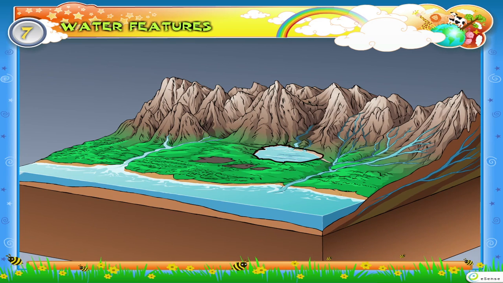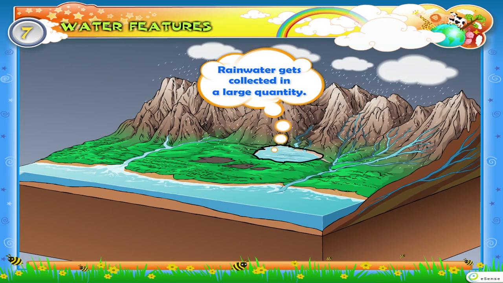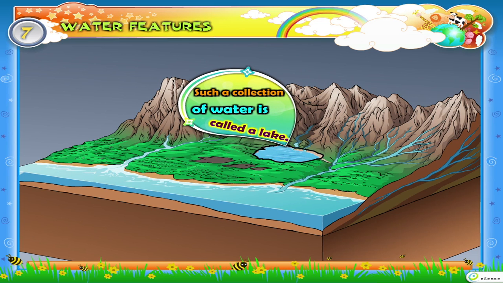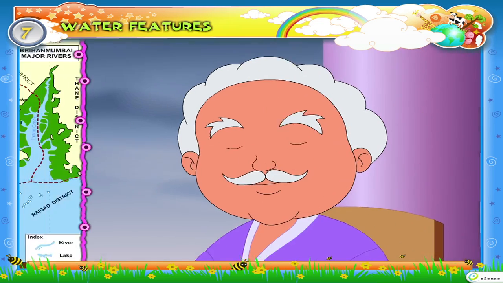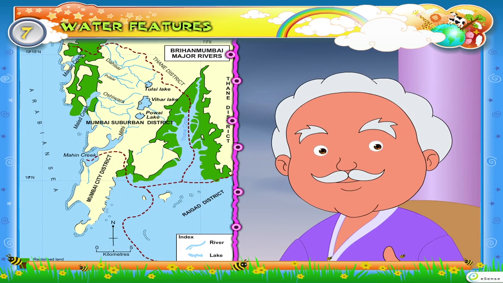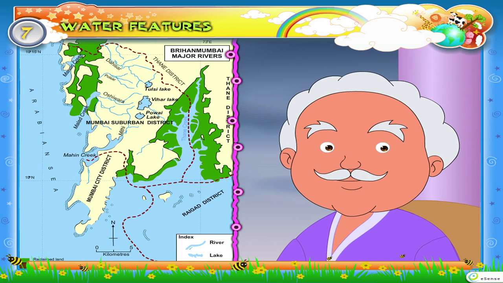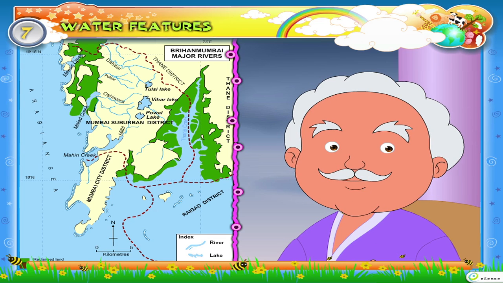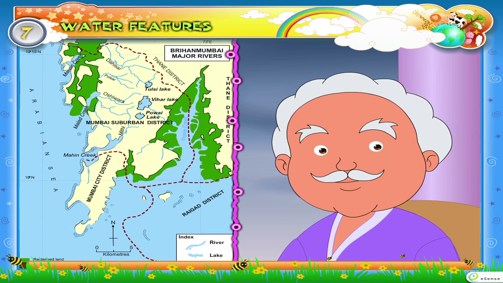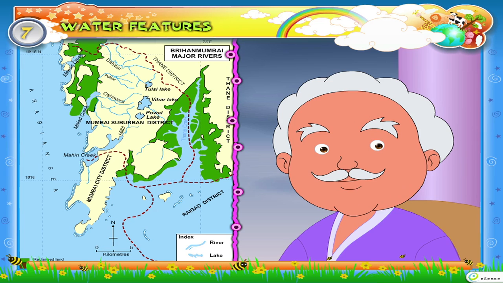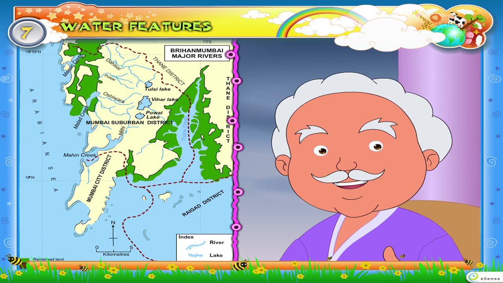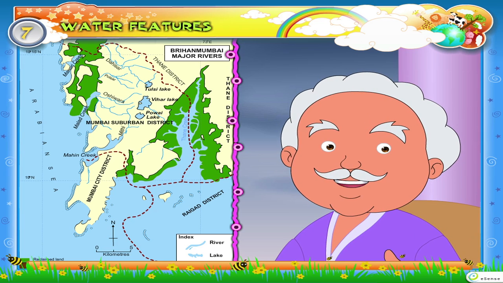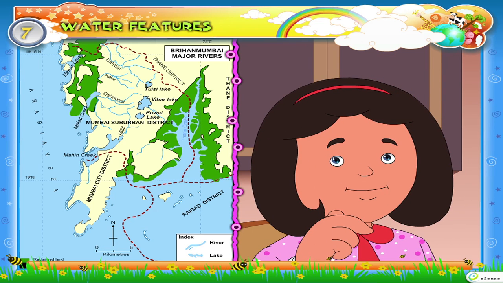In low-lying areas, rainwater gets collected in a large quantity. Such a collection of water is called a lake. Come, Ria, let's observe this map and find out the rivers and lakes in Mumbai. Ria, can you locate the rivers in Mumbai?